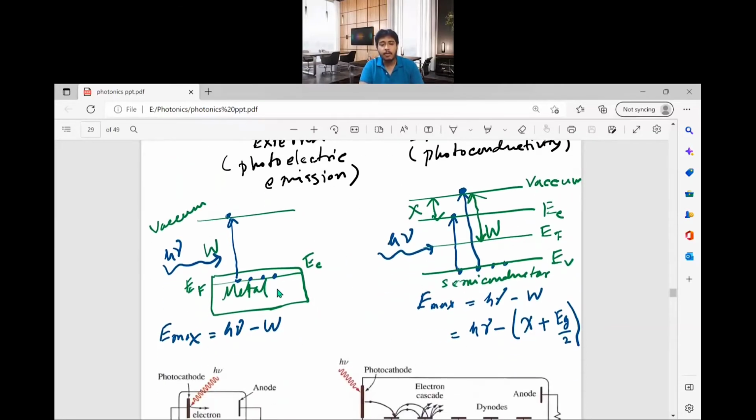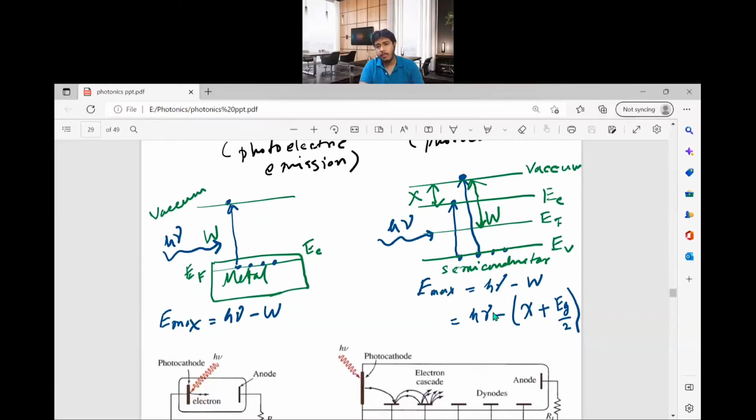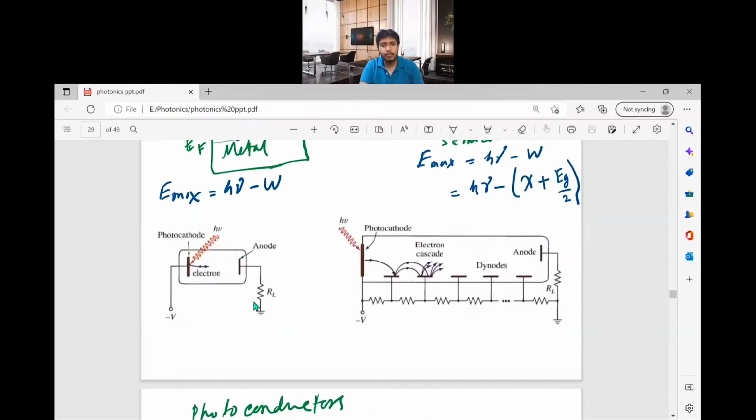Okay, so he explained that light consists of particles. If the particle hits the metal, it will emit electrons. Now, for a semiconductor, the E max will be h nu minus the work function. For an intrinsic semiconductor, we can replace W by chi plus Eg by 2, where Eg is the band gap, because the Fermi level of an intrinsic semiconductor lies at the middle of the band gap. So it's h nu minus chi plus Eg by 2. This is the E max.